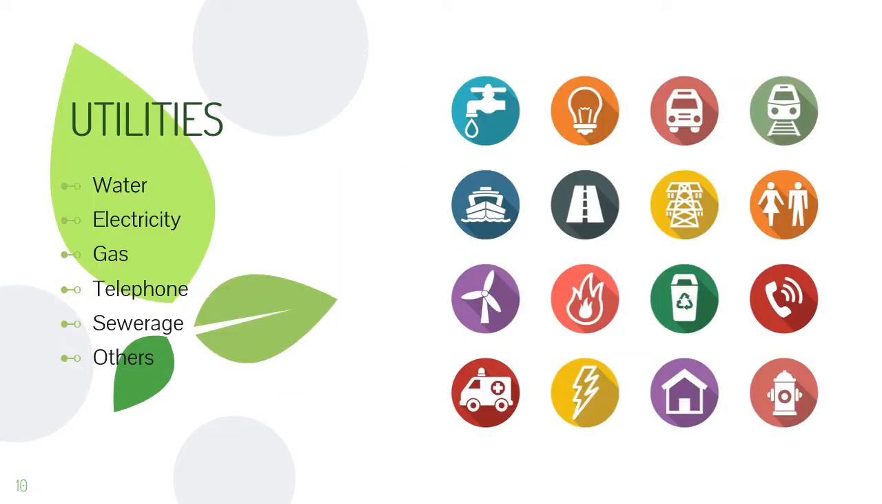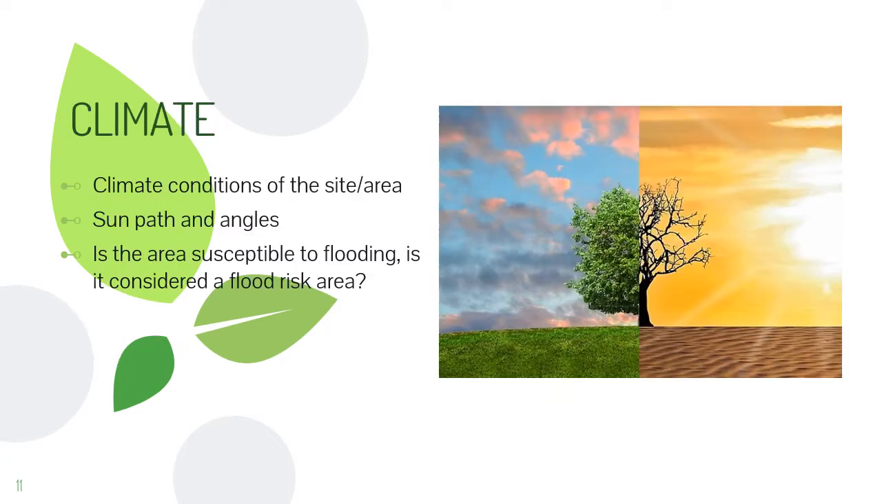For utilities, we don't need to define each of these names here because it's self-explanatory. So these are water, electricity, gas, telephone, sewage, and other services that are connected to the land. Climate. So under climate are climate conditions of the site or area. Another is the sun path and angles, which is very important for architecture and their structures. Next is the area susceptible to flooding? Is it considered a flood risk area?